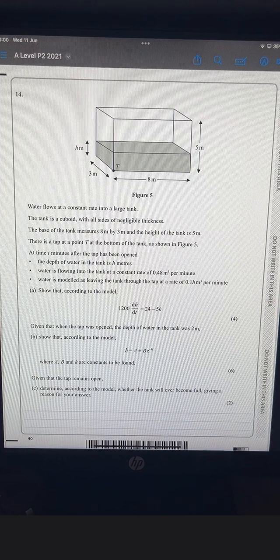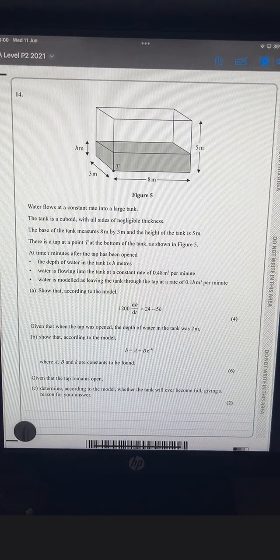So, I got a diagram. Beautiful. Water flows at a constant rate into a large tank. The tank is a cuboid with all sides of negligible thickness. That's basically just saying that the side lengths are what they are in real life, okay? So we can ignore that. The base of the tank is 8 meters by 3 meters with a height of 5 meters. All right, cool on the diagram.